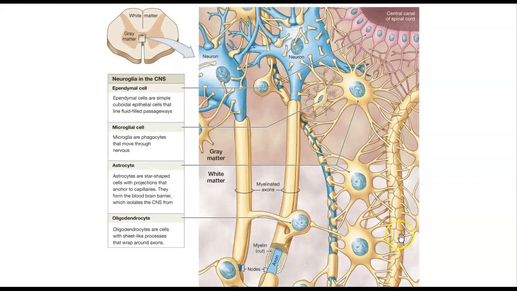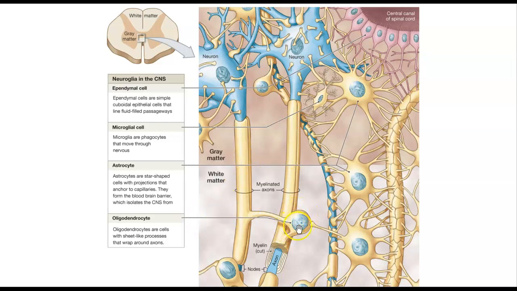This is just a picture of the central nervous system. That's actually the spinal cord, and it's showing you the different neuroglial cells. So we have some neurons here. This is an axon covered with myelin, which is like insulation, and myelin is a very fatty tissue, and it's white in color. And in the central nervous system, it is produced by oligodendrocytes.